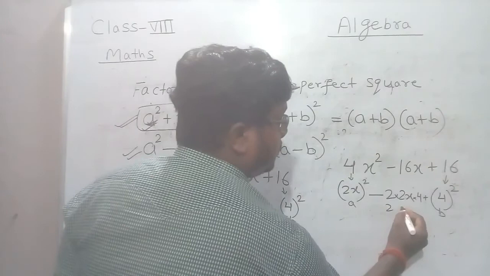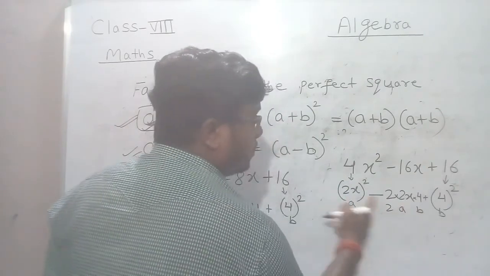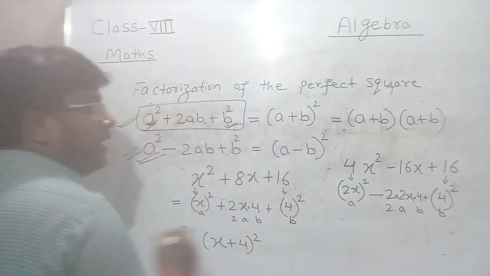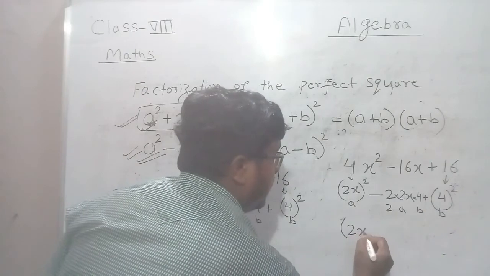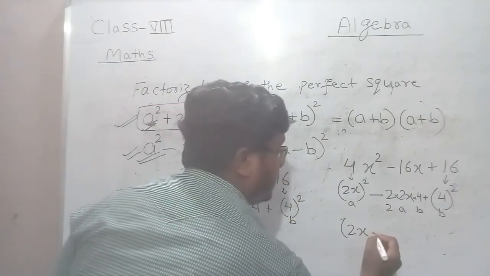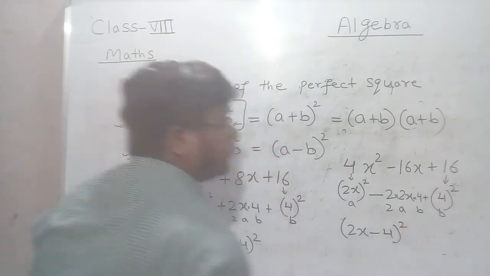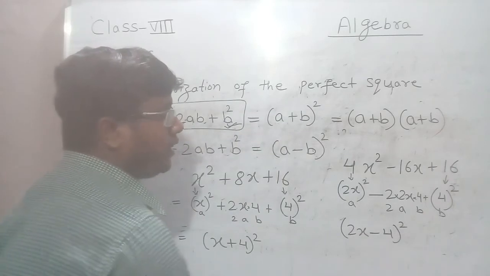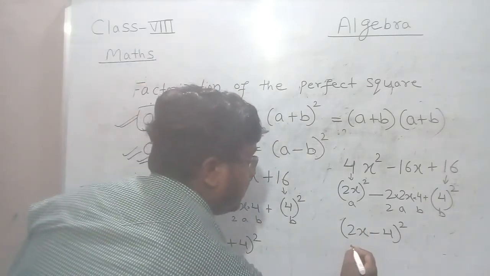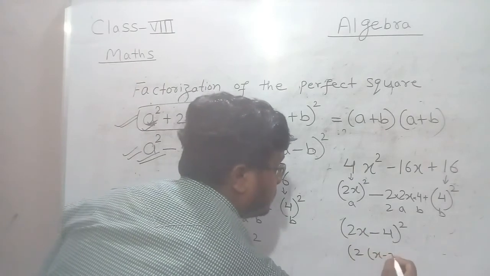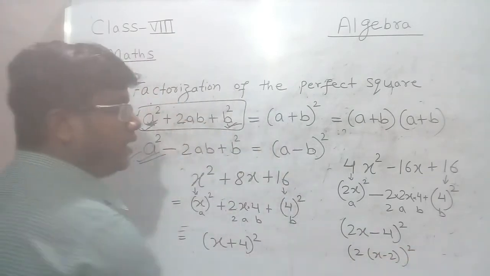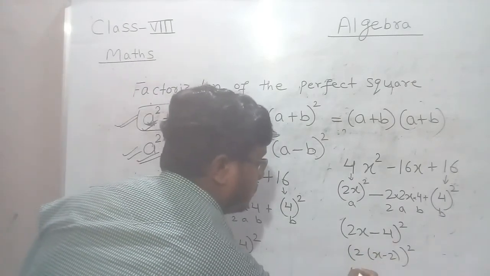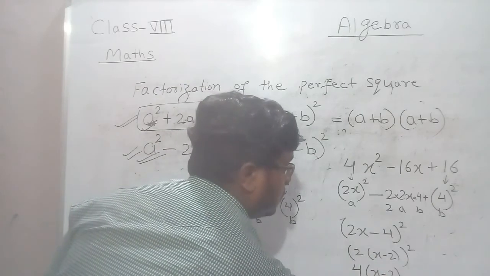Here we are just matching with 2ab. a is 2x, b is 4. It is matching with this formula. So what can we write here? a minus b whole square, that is 2x minus 4 whole square. Or we can take 2 also as common, so you will get 2x minus 2 whole square. This square is for both, for 2 and x minus 2, that is 2 square is 4, times x minus 2 whole square.